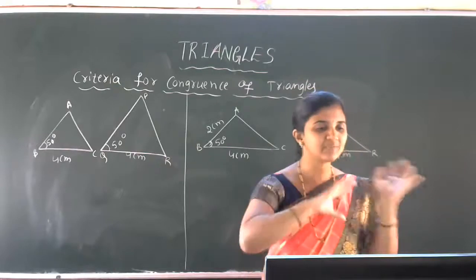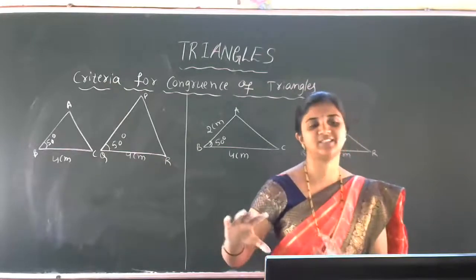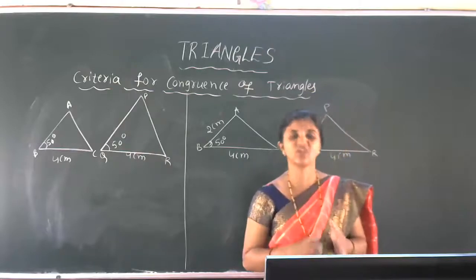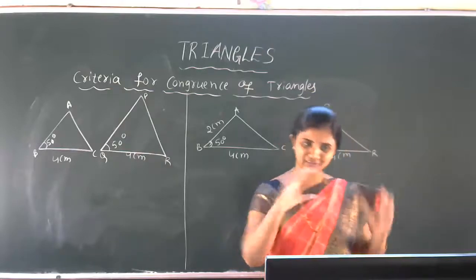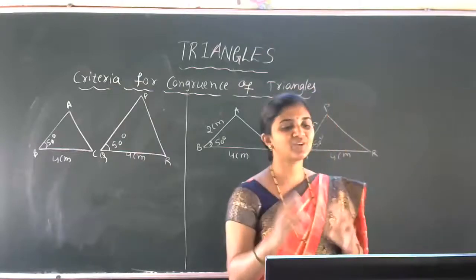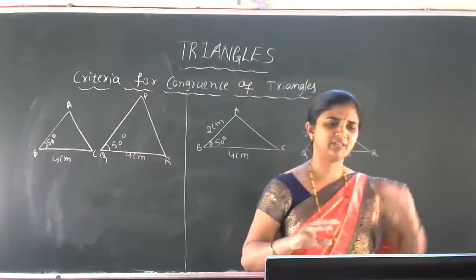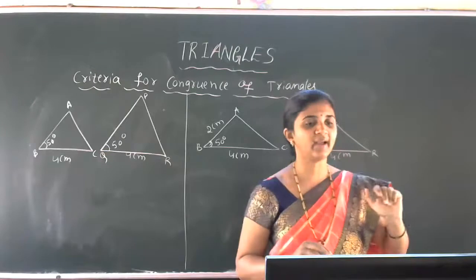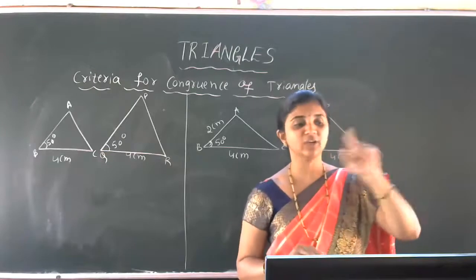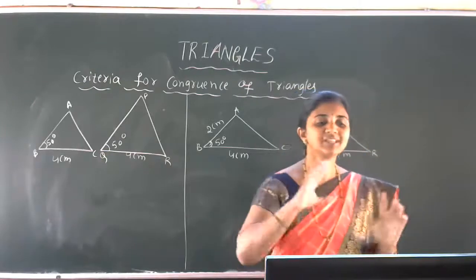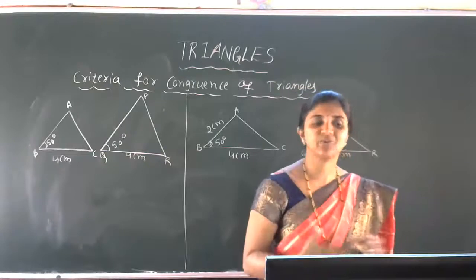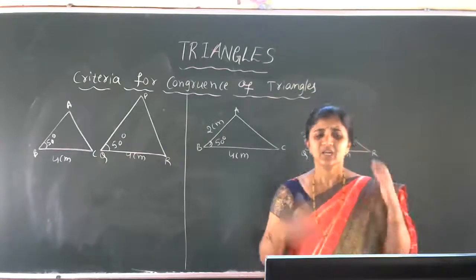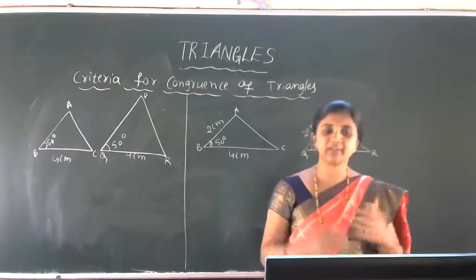Now we have some specific criteria to decide the congruency of triangles. In that specific criteria, we are going to use only three properties, whether they are three sides, or two sides and one included angle, or two angles and one included side. So these are called criteria for congruency of triangles. Let us discuss the criteria one by one.